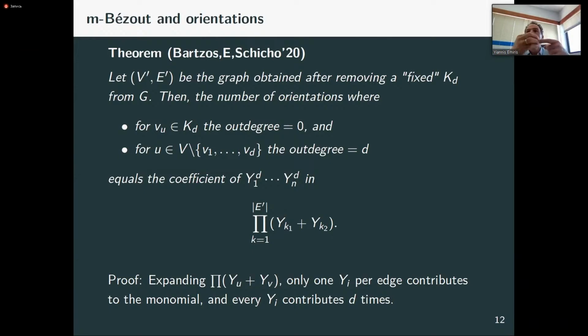Okay, so choosing one endpoint, choosing one vertex per edge. This is what I say here. Choose one yi per edge. This is equivalent to orienting in both directions on the undirected edges. So I need to impose directions. So I need to choose an orientation such that for every vertex, the out degree is d. So I choose the vertex d times, okay?